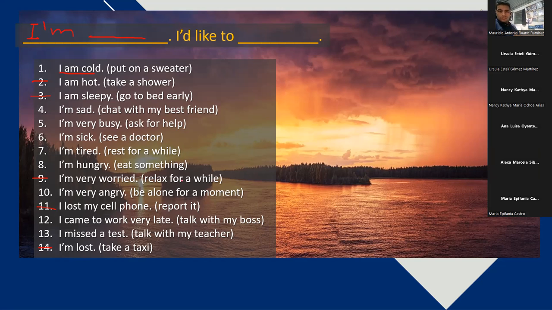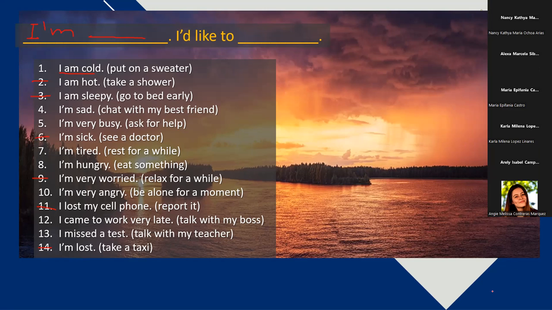Okay. ¿Qué me falta aquí? Angie. What number, teacher? You decide. Okay. But don't repeat. Las que ya están tachadas, ya no. Okay. I come to work very late. I talk with my boss. Mm-hmm. Okay, thank you, thank you.